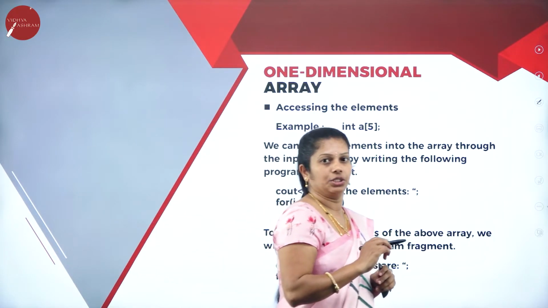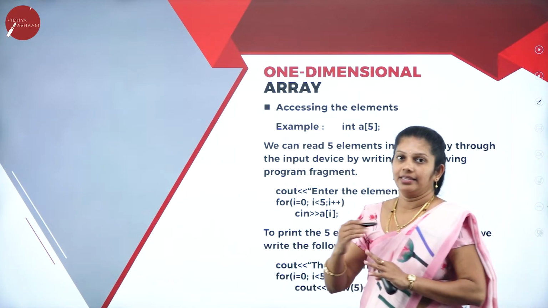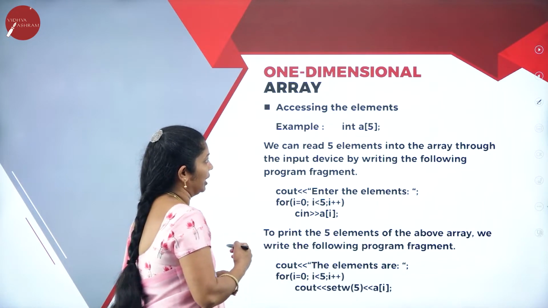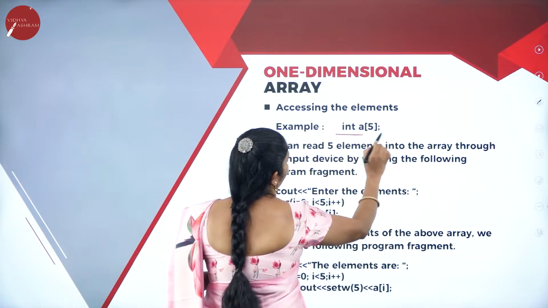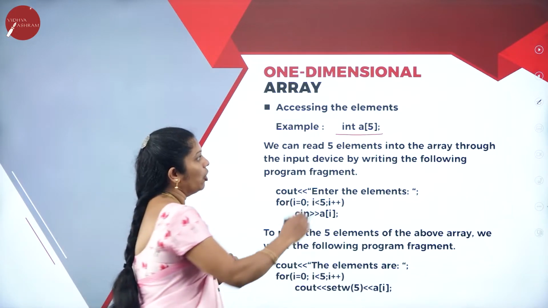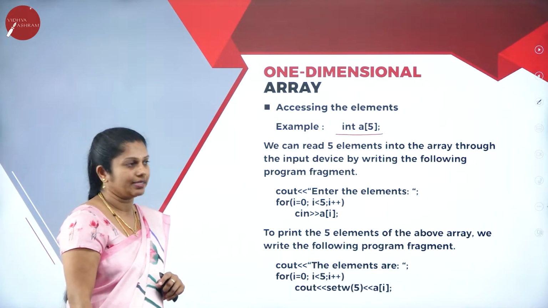Especially in a one-dimensional array, how to access and take the elements, regarding that, now we'll tell you. When you come to accessing the elements of a one-dimensional array, first, for example, we have declared int a[5]. It means that we have a total of 5 elements, all of type integer only, and here the array name we have given is a.